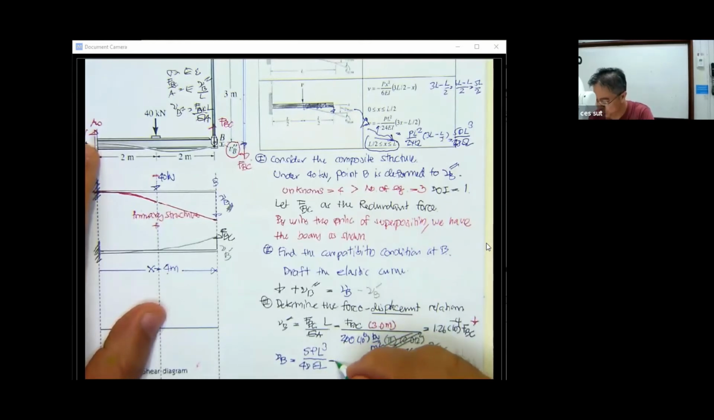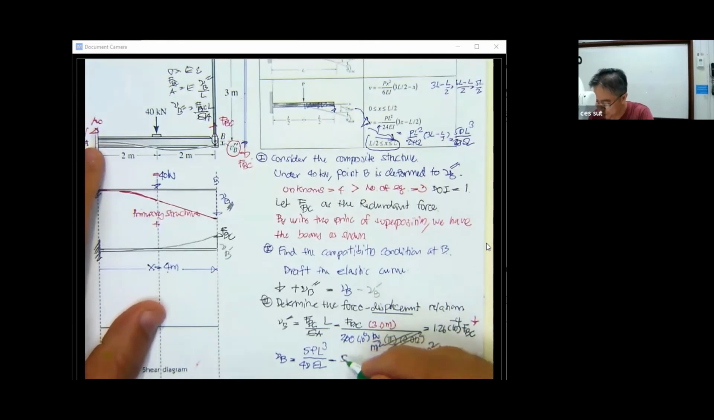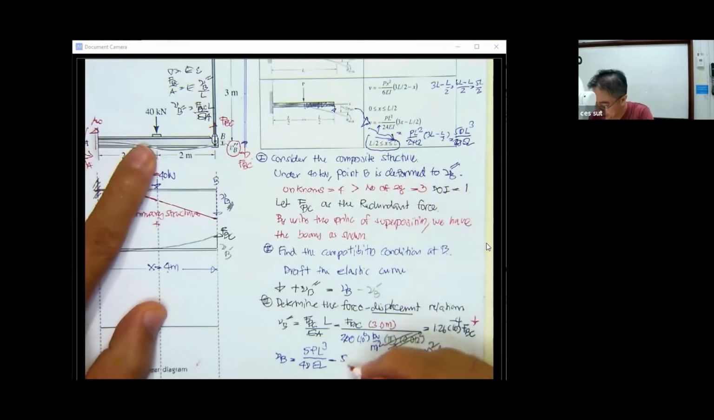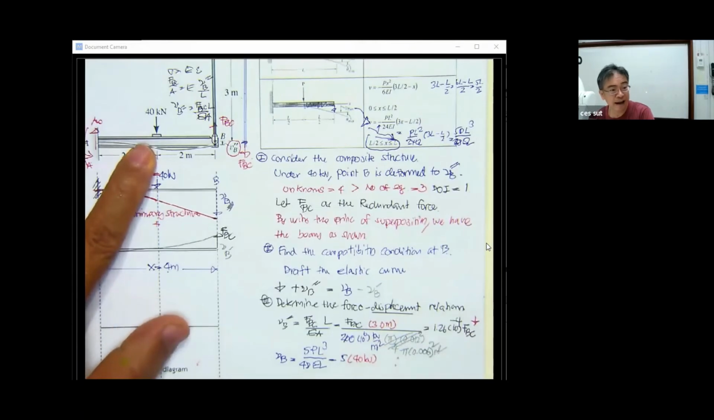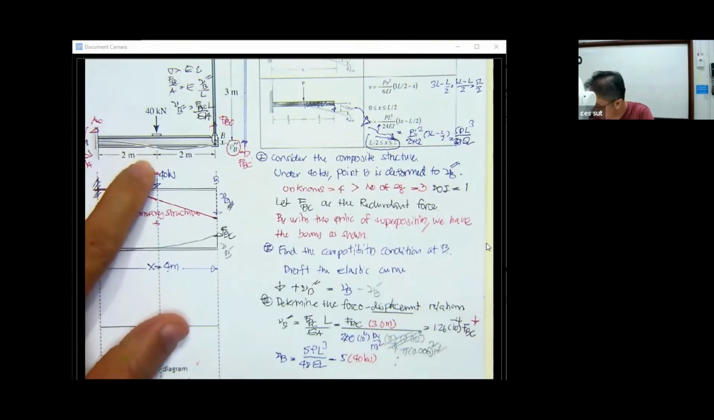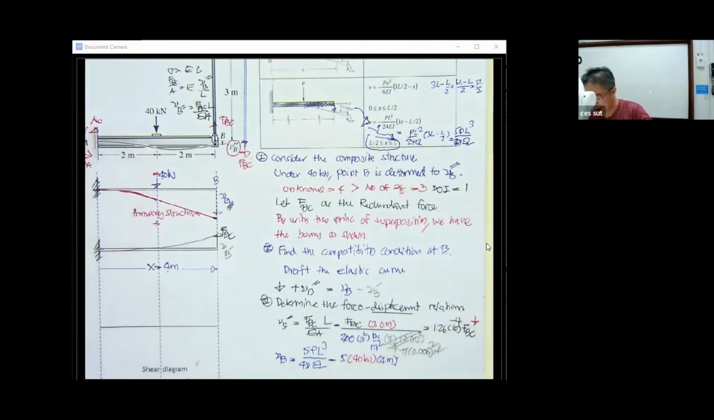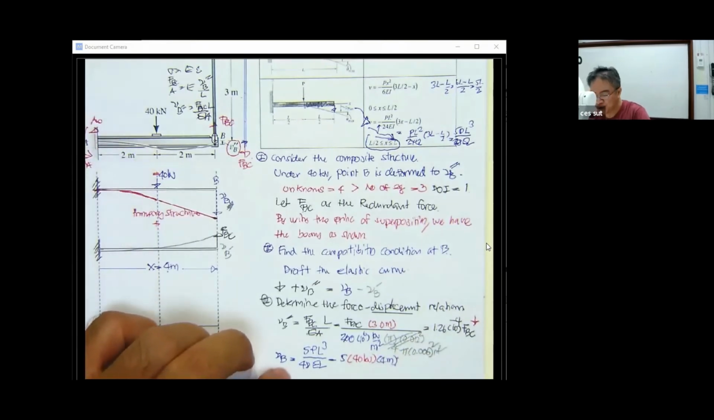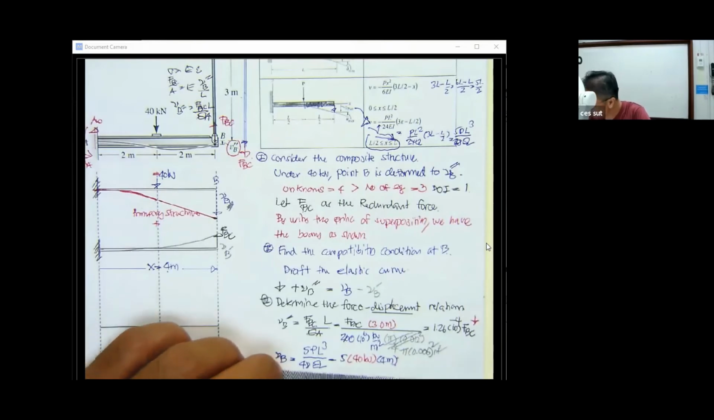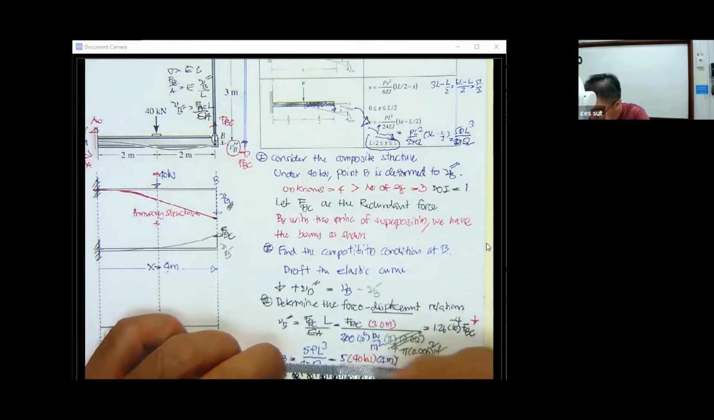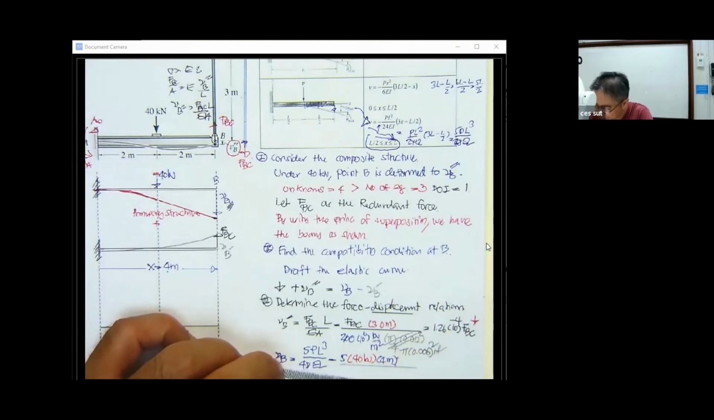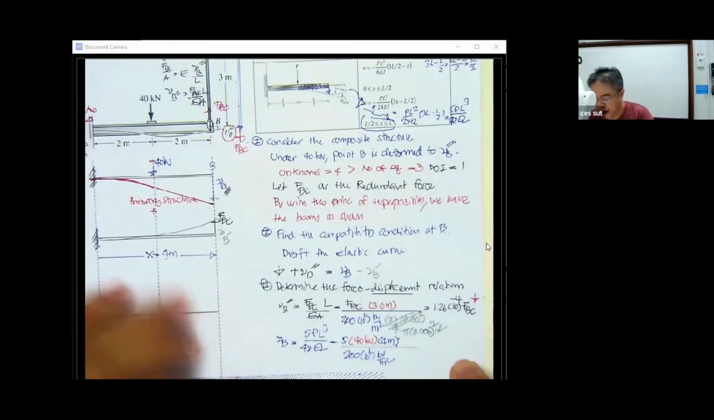Okay, and then you put it, it's going to be 5 times P. P is going to be 40 kilonewton. And then the L is going to be 4 meter. Just put this one 4 meter and then divided by 48 EI. You use a proper unit. Okay, and it's going to be E, 210 power 6 kilonewton per square meter. And the I is here.